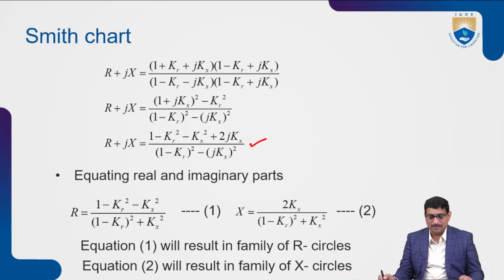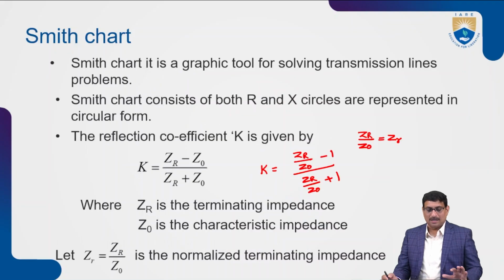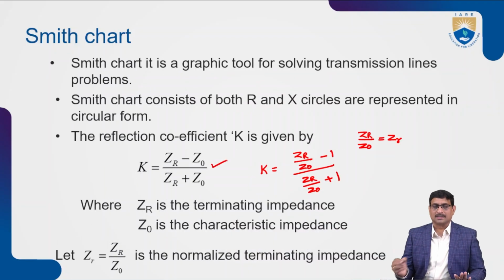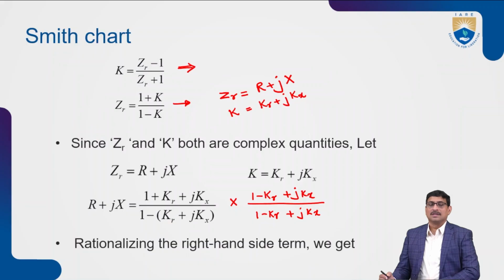Equation 1 and equation 2 represent the family of R circles and the family of X circles respectively. I'll repeat once again. To construct the Smith chart, we considered the expression for the reflection coefficient, which is K equal to ZR minus Z0 divided by ZR plus Z0, dividing both numerator and denominator by Z0. Then we assume ZR by Z0 as the normalized terminating impedance and we got K equal to Zr minus 1 by Zr plus 1.